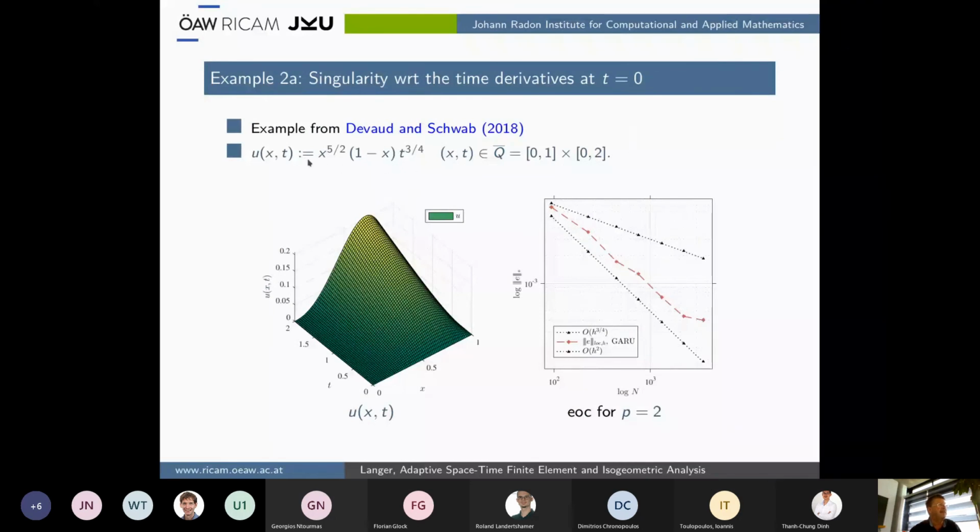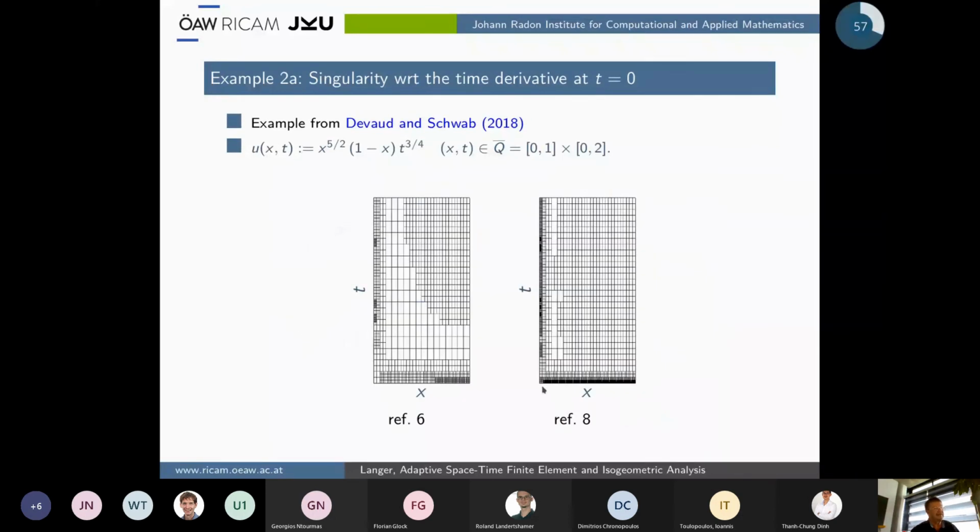So we have another example. Here's an example from a paper from Devaux and Schwab, where we have a singularity in the beginning. If you take the derivative here in time, you have t to the minus 1/4, so you have a singularity. And here you have a singularity in the third derivatives. And I use p equal to 2, so I would need a good third derivative, but the additive procedure produces not only the reduced rate, it produces the full rate.